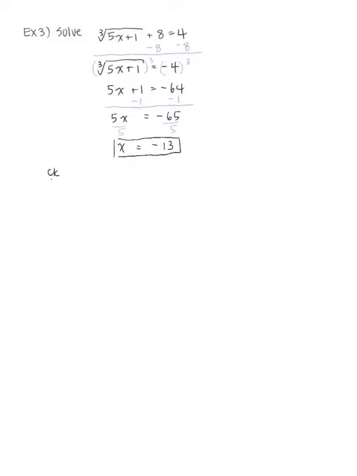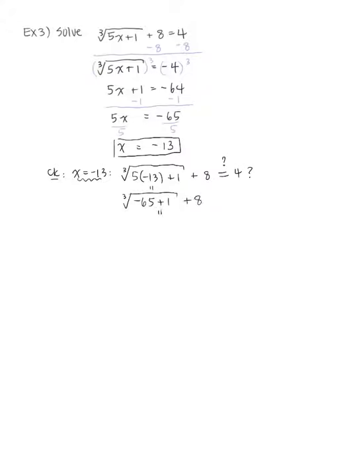Now we have to check. So check when x equals negative 13. We're going to go back to the original equation just like what we did before. So we have to check, is the cube root of 5 times negative 13 plus 1, and then plus 8, going to equal 4? Let's check the left hand side. The left hand side is going to look like the cube root of, okay, 5 times negative 13 is negative 65, plus 1, and then plus 8.